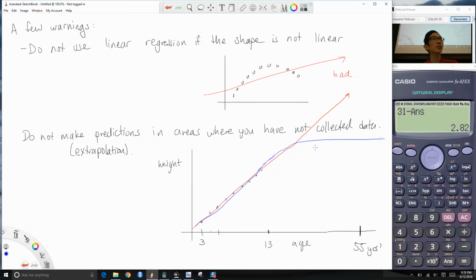Yes. You say do not make predictions in areas where you do not collect data, but isn't that why we make predictions in a sense?